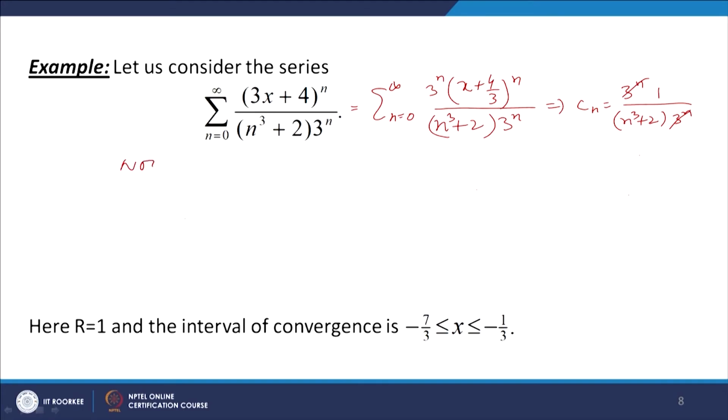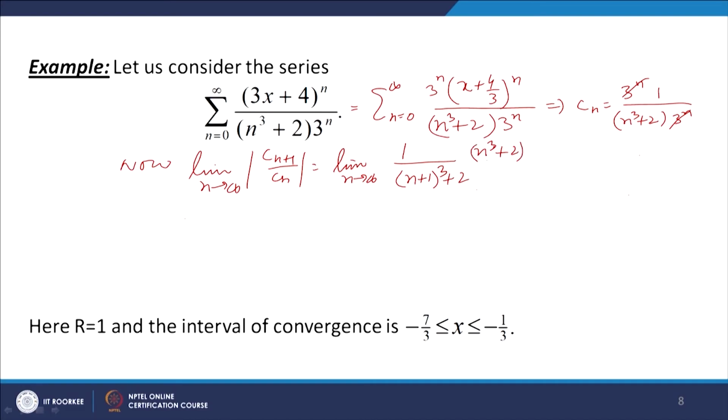Now, let us find limit n tends to infinity mod of C n plus 1 over C n. So, this is limit n tends to infinity of (n cube plus 2) over ((n plus 1) whole cube plus 2). Okay. So, numerator is a polynomial in n of degree 3, denominator is also a polynomial in n of degree 3. So, we see that the limit is equal to 1. Okay. So, here radius of convergence R equal to 1 by L. So, L is equal to 1. So, R is equal to 1.